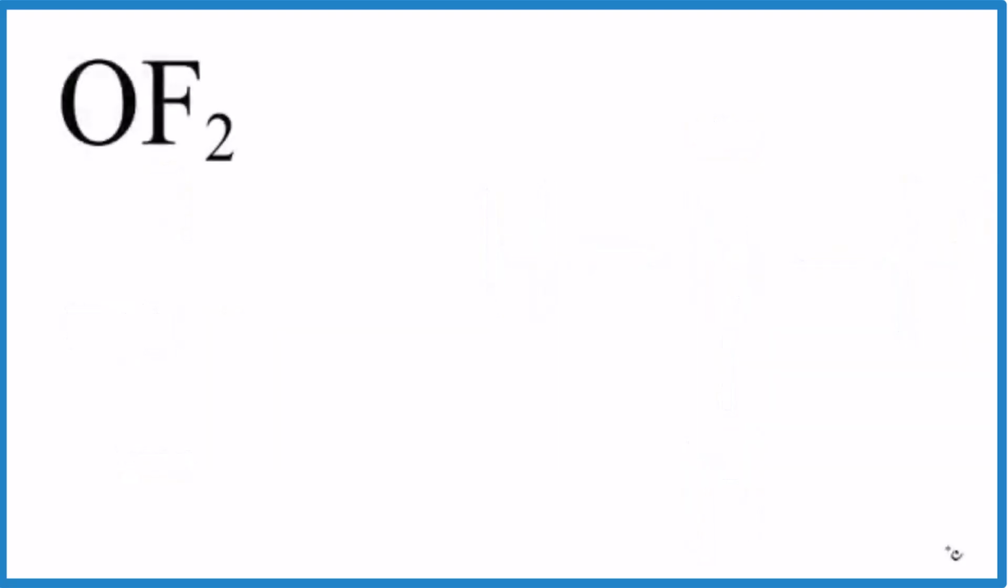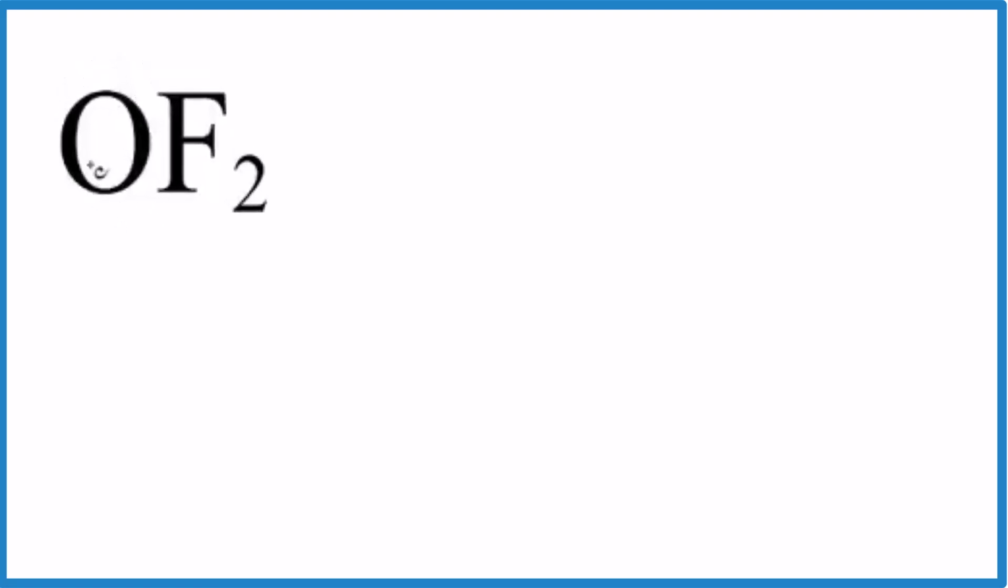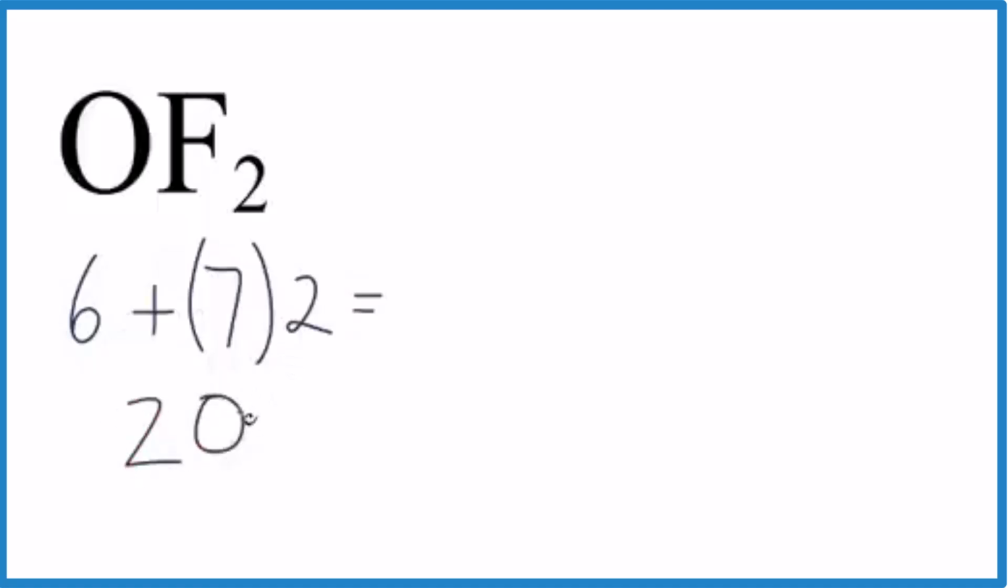We'll start with the Lewis structure for OF2. First, we find the valence electrons. So oxygen is in group 16, sometimes called 6A. It has 6 valence electrons plus fluorine, which has 7, but we have the 2 fluorine, so we'll multiply that by 2, and that gives us 6 plus 14, a total of 20 valence electrons.